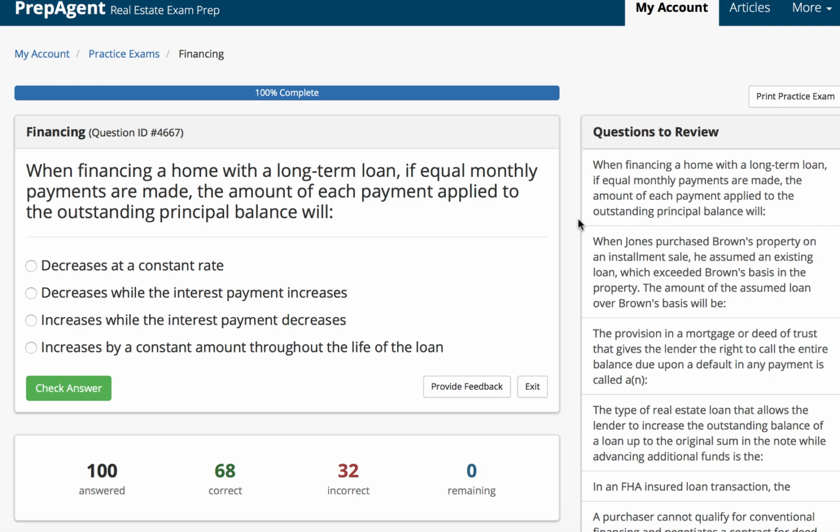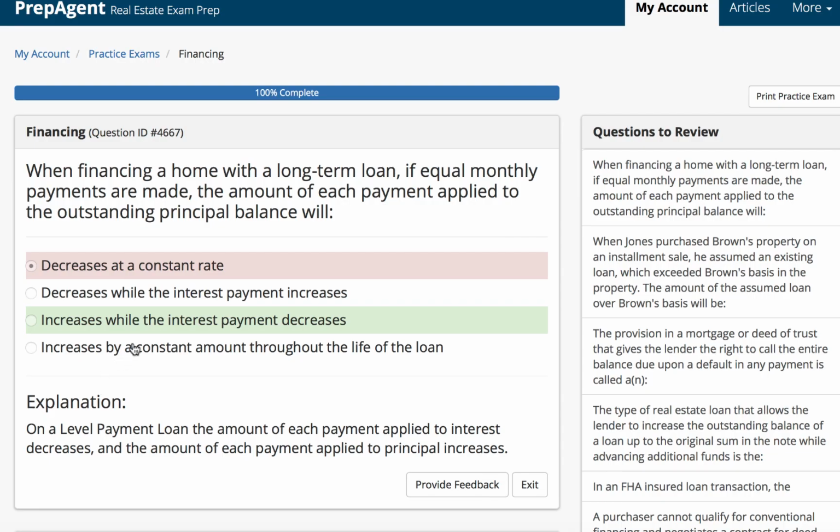When financing a home with a long-term loan, if equal monthly payments are made, the amount of each payment applied to the outstanding principal balance. Well, if loan payments are made every month, that should decrease the balance. So I guess it should decrease. I don't know why the interest rate would increase. So I would say decrease at a constant rate, but I don't think it's right.